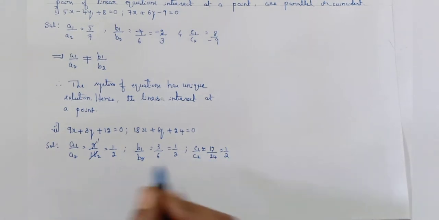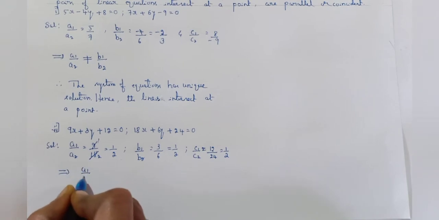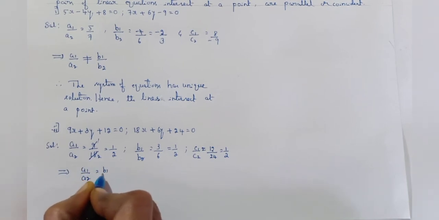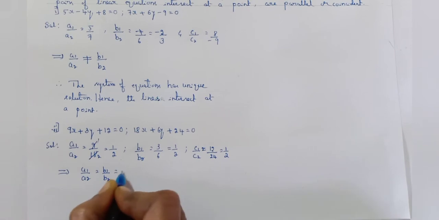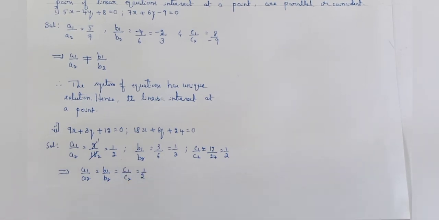Here all the three ratios are equal. Here A1 by A2 is equal to B1 by B2 is equal to C1 by C2 is equal to half. Here all the ratios are equal. Therefore, the system of equations has infinite solutions.